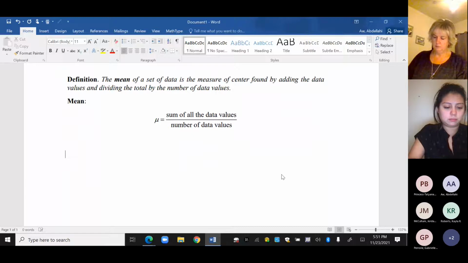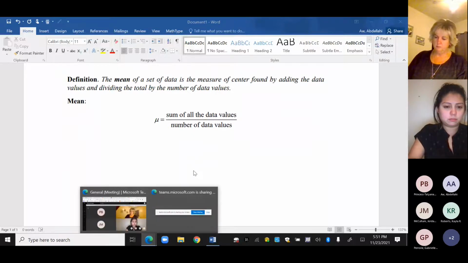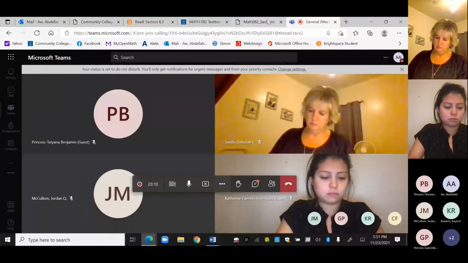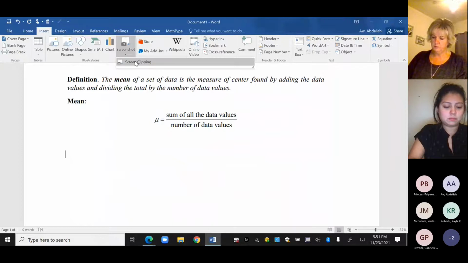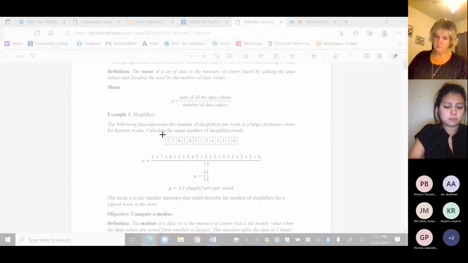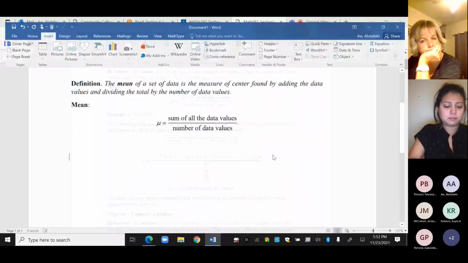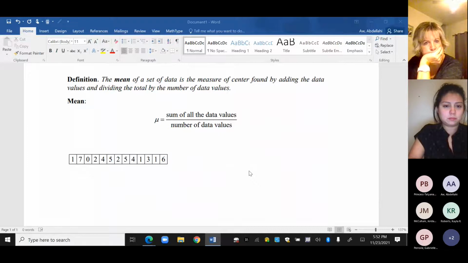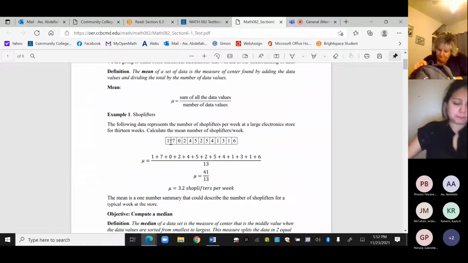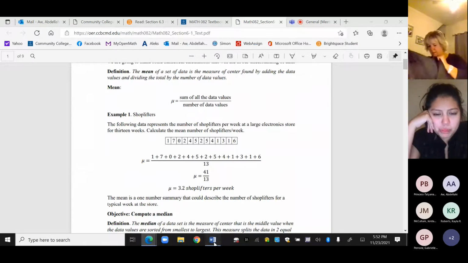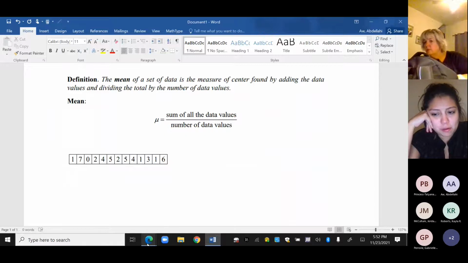So for instance, we pick up an example from the book. This data represents the number of shoplifters in a store per week, for 13 weeks. For 13 weeks, they recorded how many shoplifters they had each week, and they got this data right here.